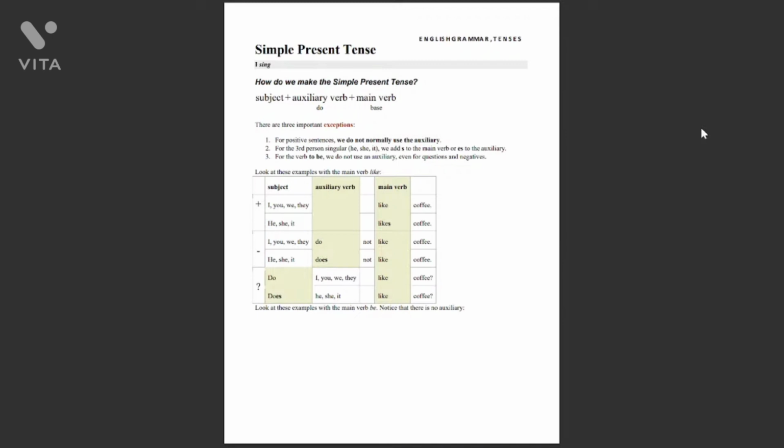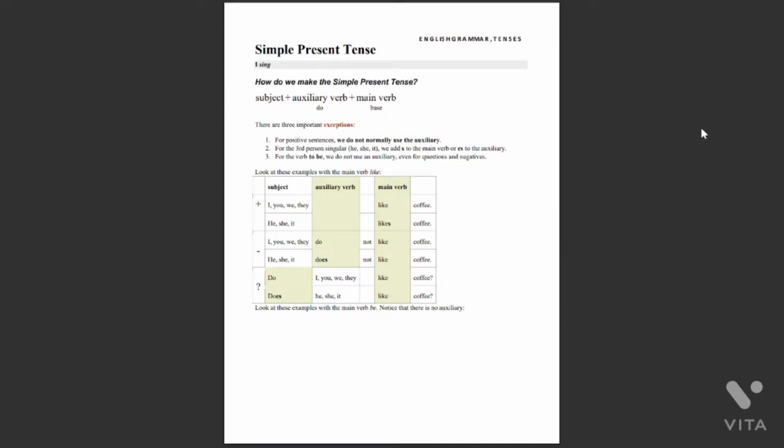See here: subject plus auxiliary verb. Auxiliary verbs are like do. I have already given you the example. Plus the main verb. The main verb is the base form.